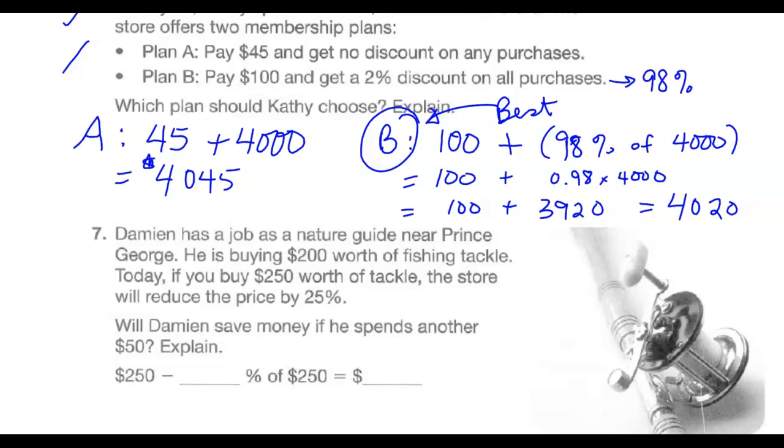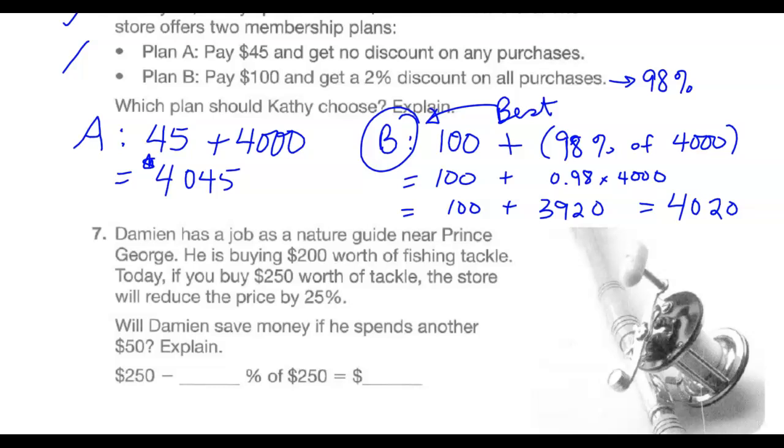Okay. Damien has a job as a nature guide near Prince George. He's buying $2,000 worth of fishing tackle. Today, if you buy $250 worth of fishing tackle, the store will reduce the price by 25%. Will Damien save money if he spends another $50? Okay, so if he saw this deal and thought, okay, well, maybe I'll spend $250 to get the discount, and maybe that'll still save me money.